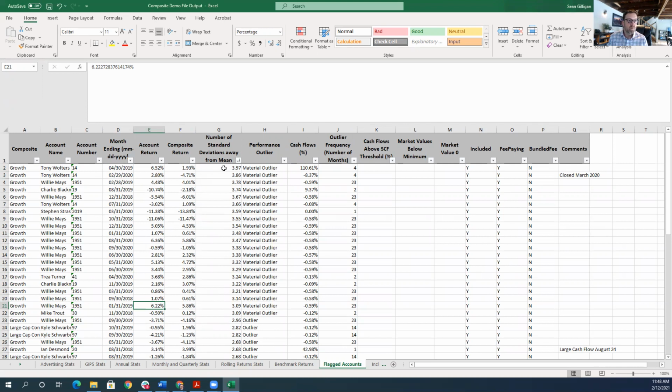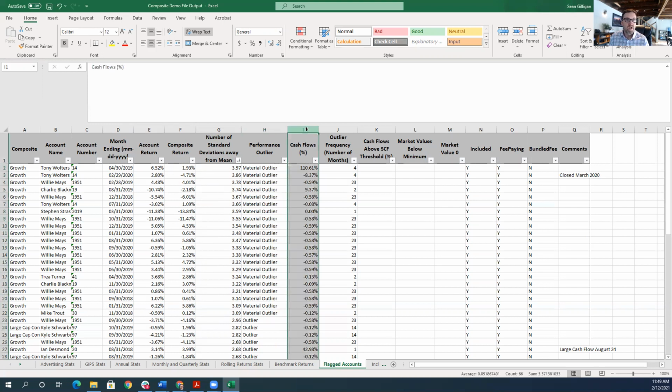Here we've got the number, here's the actual account return for that month, the return of the composite for that month, so you can see how different it actually is on an absolute basis. This is the standard deviation showing how many standard deviations away from the mean return for the composite that month it is. Here we're just putting that into words, so it's either going to say minor outlier, outlier, material outlier, or even extreme outlier. So those are the main things that's highlighting what's different.